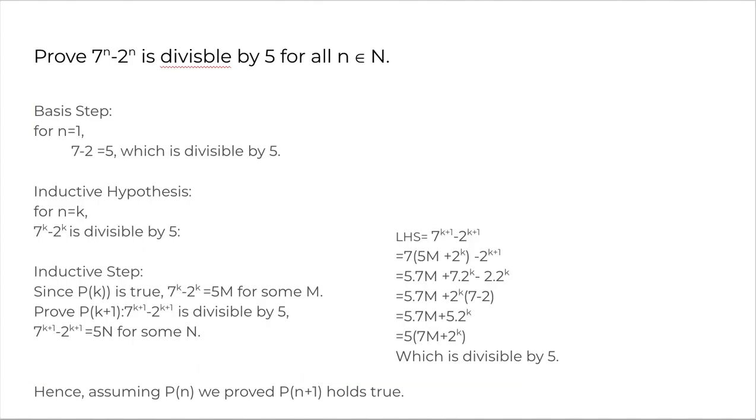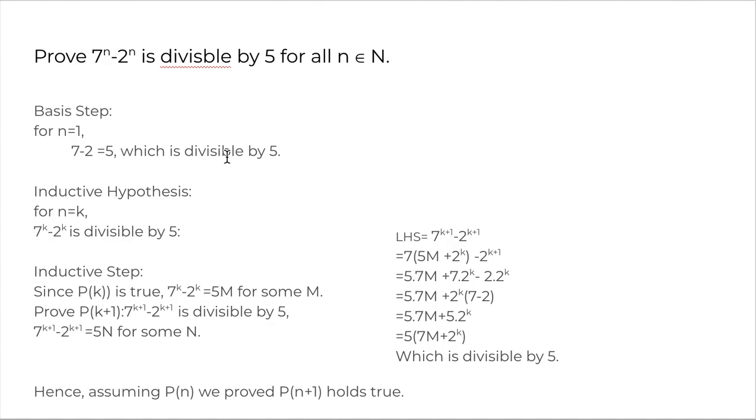One more question. Prove that 7 raised to n minus 2 raised to n is divisible by 5 for all n belonging to natural numbers. So here the first basis step would be for n equal to 1. That's just 7 minus 2, that would be 5, which is divisible by 5.